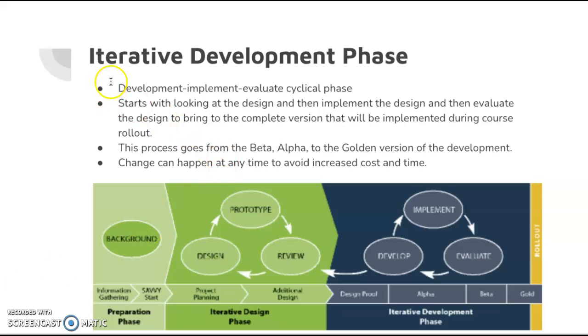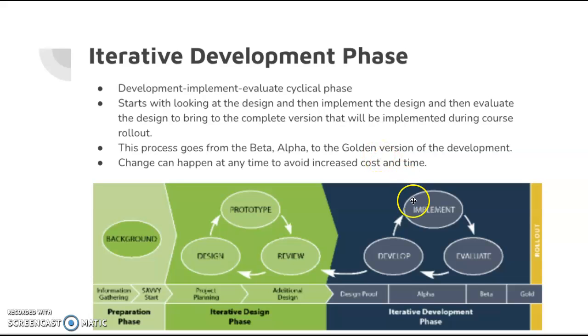If we look here at the iterative development phase right here, there's this same cyclical process that goes on. We take this design, we implement the design, we evaluate the design, we develop and make changes, implement again, and continue. The first implementation is called, we go from that beta phase to the alpha phase to the golden version of development.